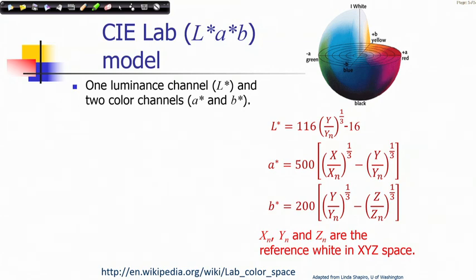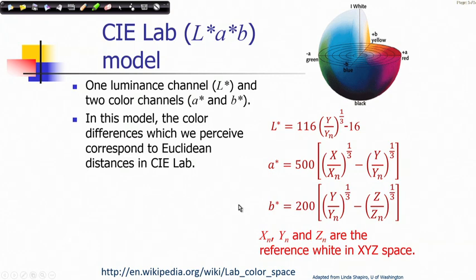So, once you get these values, you can normalize XYZ coordinates as x by xn, y by yn, and z by zn, and then again use these functions to derive L star, a star, b star. And so, in this model, the color differences which we perceive correspond to Euclidean distances in CIE Lab. So, it is very effective, and the problem of distinguishing even in the uniform color space becomes much reduced. I mean, we can mitigate that problem to a great extent if we use L star, a star, b star for this purpose.